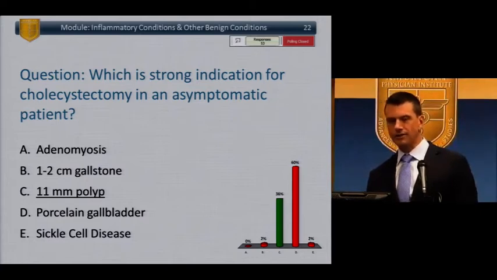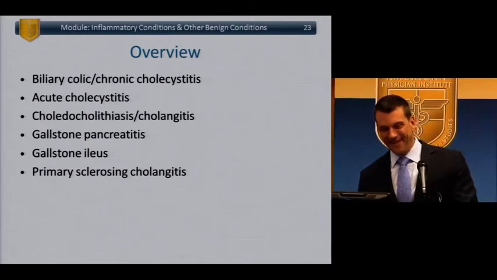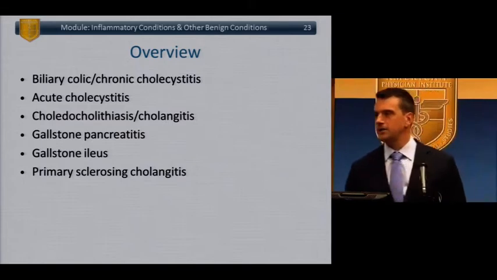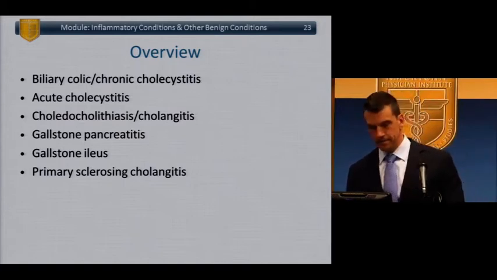Again, all of these are relative indications. May not be the best question. So looking at these, we have biliary colic and chronic cholecystitis, acute cholecystitis, choledocholithiasis, and cholangitis, or stones within the ducts, gallstone pancreatitis, gallstone ileus, and then PSC, or primary sclerosing cholangitis.